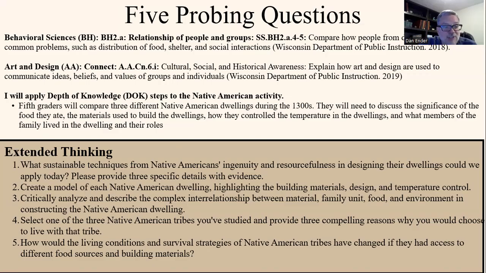Create a model of each Native American dwelling, highlighting the building materials, designs, and temperature control. They chose three, so they have to make three models of the three that they chose. They critically analyze and describe the complex interrelationship between material, family unit, food, and environment in constructing the Native American dwelling. Select one of the three Native American tribes you've studied and provide three compelling reasons why you would choose to live with that tribe.